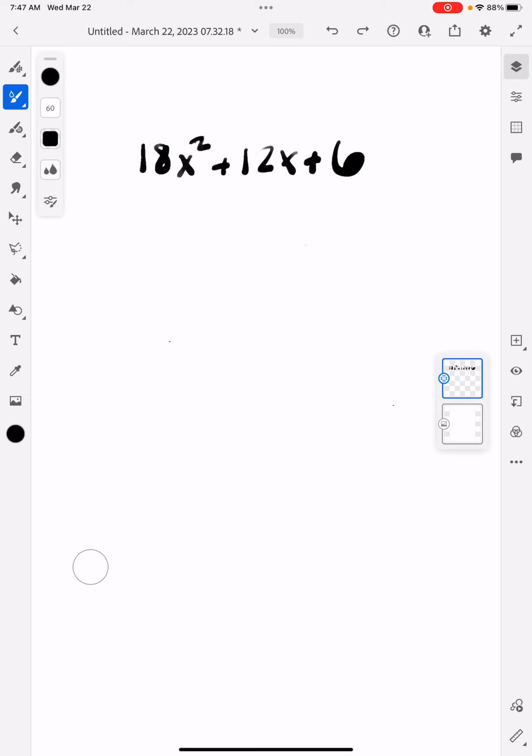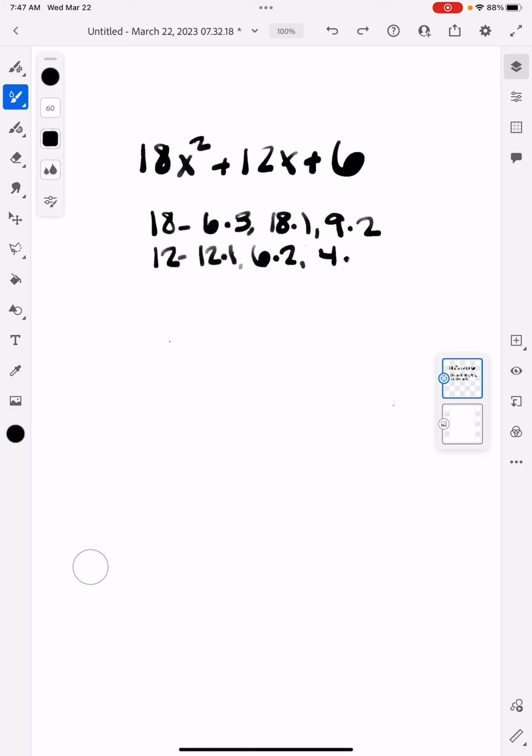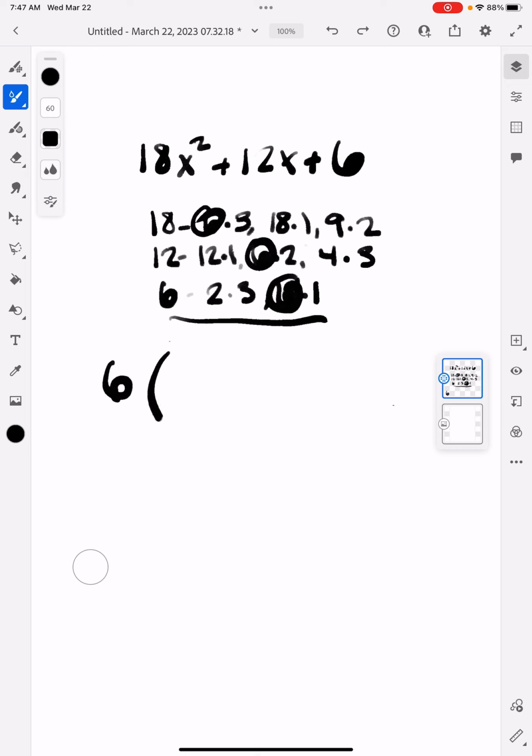So the first thing you're going to want to do is get all those factors written out again. So I have 6 and 3, 18 and 1, 9 and 2. And then for 12, I have 12 and 1, 6 and 2, and 4 and 3. And then for 6, I have 2 times 3. So if I look for the largest number that is a factor of all of these, it looks like the largest number is 6, and there's a 6 in all of my other ones. So that means I'm going to take the 6 out.